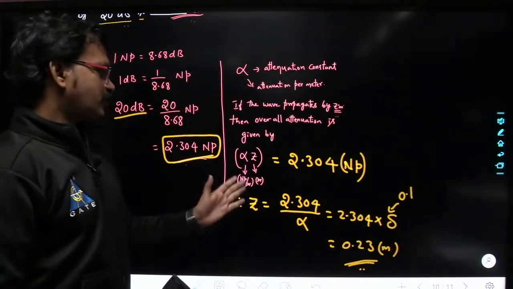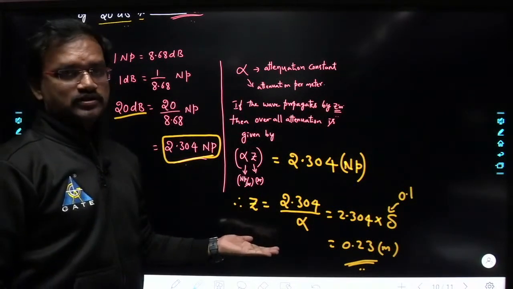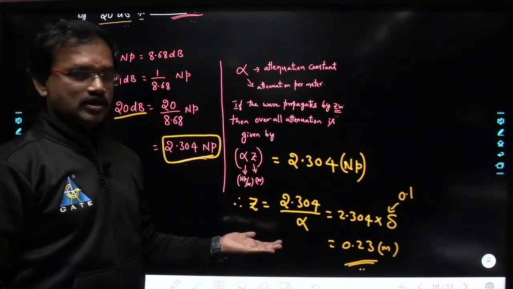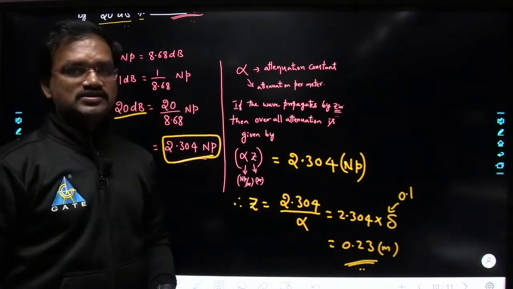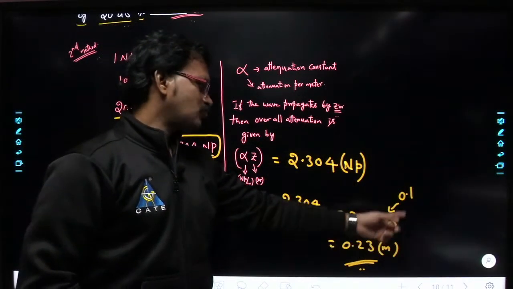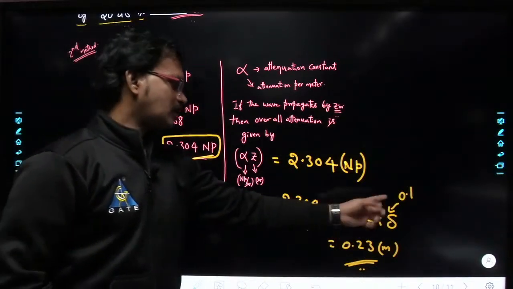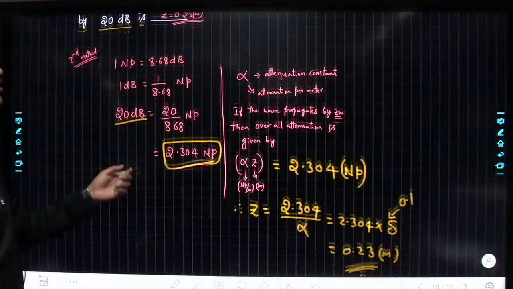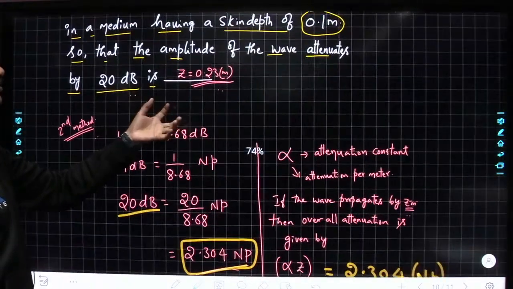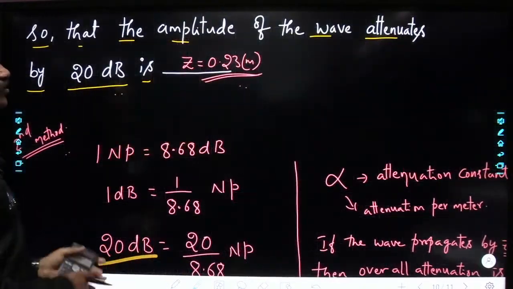From this you can determine the Z value, the distance it has traveled. That is equal to 2.304 divided by alpha. 1 by alpha is delta. The delta value, that is the skin depth value, they have given as 0.1. So if you multiply by 0.1, you get 0.23 meters. The same answer you are getting, or not?